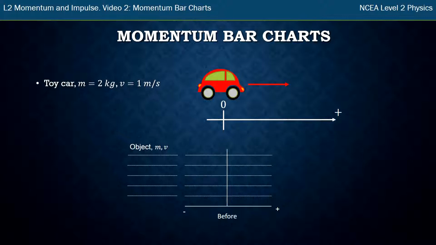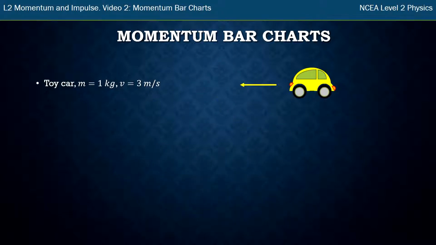Then we write what we have in our chart. So the object is a car, and the next thing is the M for mass. The mass is 2 kg and the velocity was 1 meter a second. Momentum is mass times velocity, so in this case 2 times 1, 2 momentums, and we put those 2 blocks of momentum on the positive side of the dividing line in the middle there.